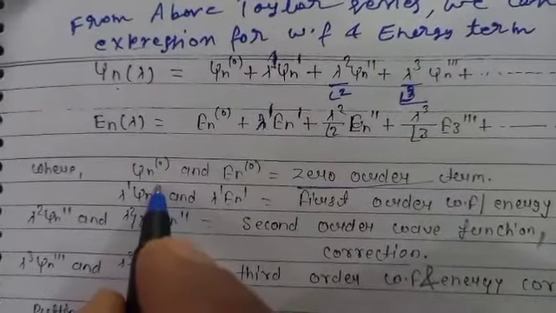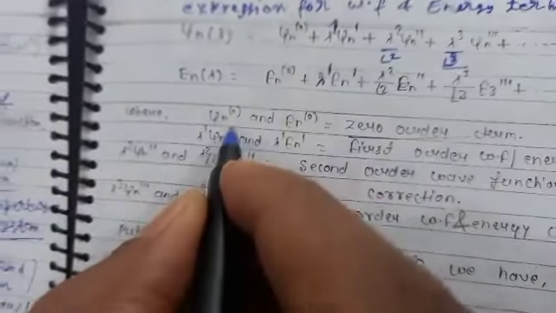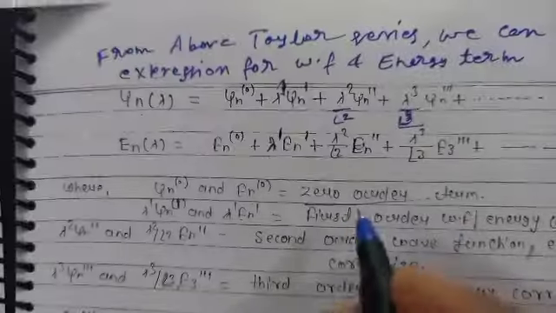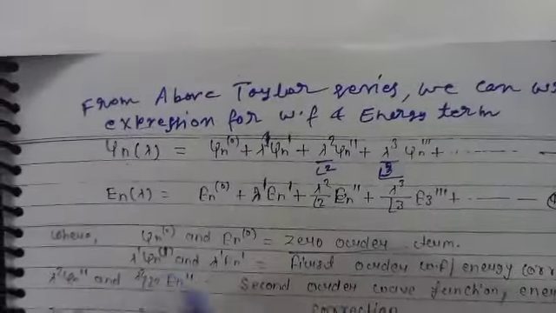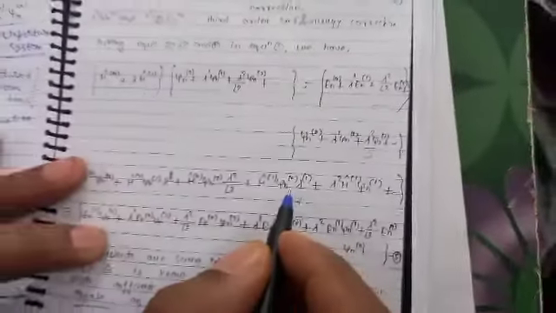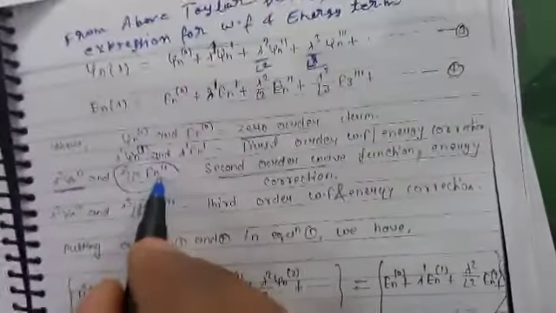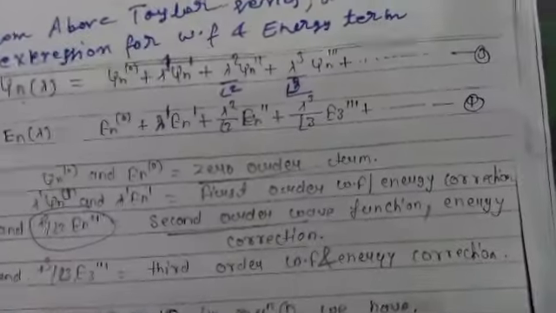Here psi n 0 and En 0 are the zero order terms. Lambda power 1 psi n prime, we can also write as psi n 1, since in place of prime we use the term 1, which indicates first order energy correction or wave function correction. Similarly, in place of double prime we use digit 2: lambda square psi n 2 is the second order wave function, and lambda square upon factorial 2 En 2 is the second order energy correction, and this is for the third order energy correction and wave function.